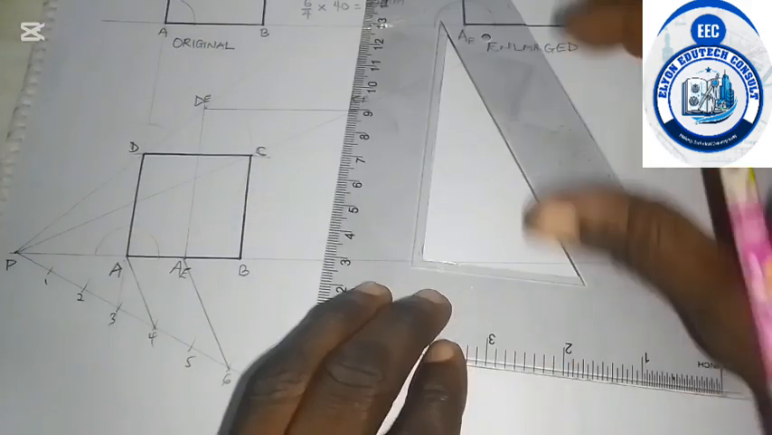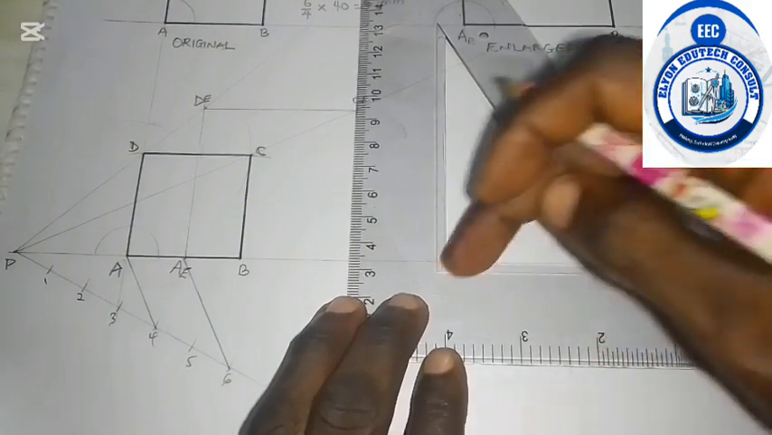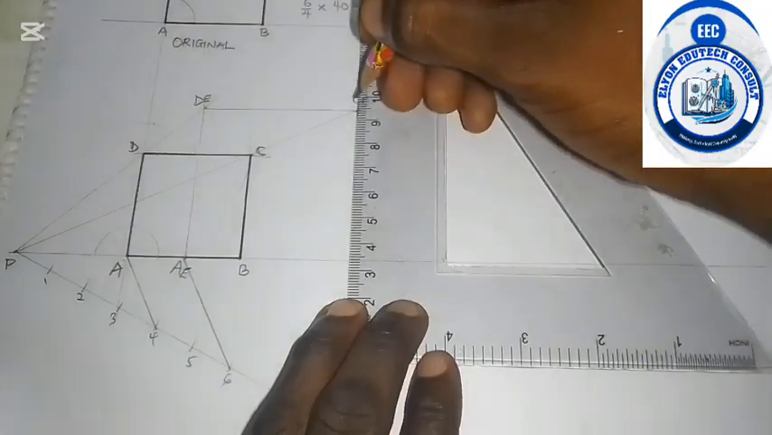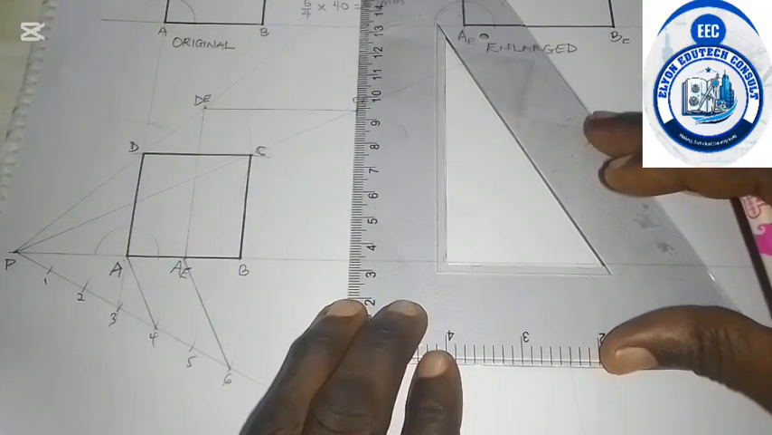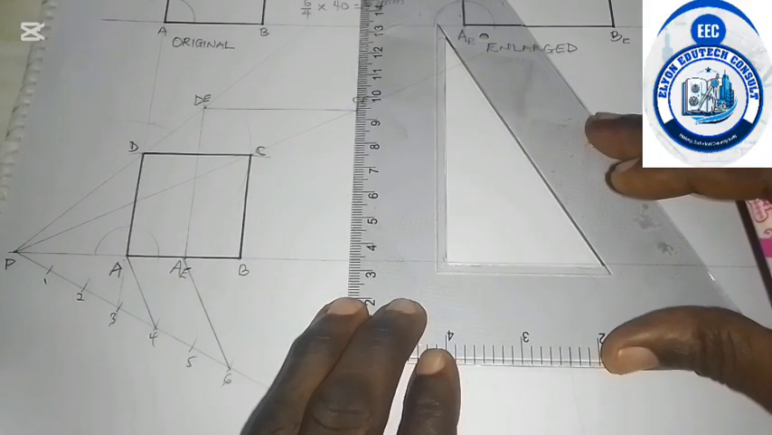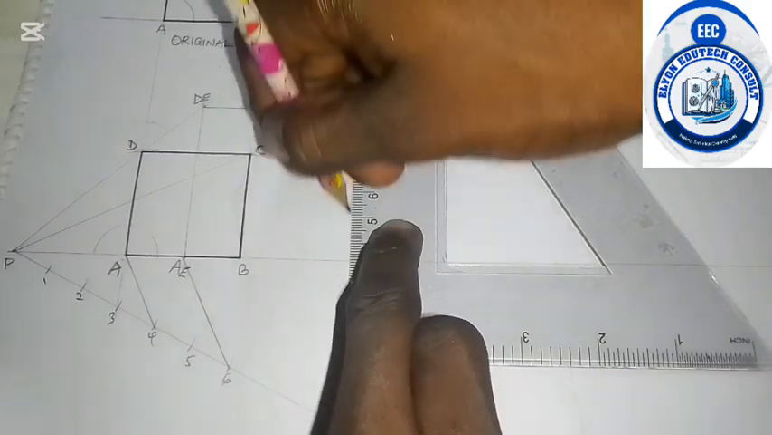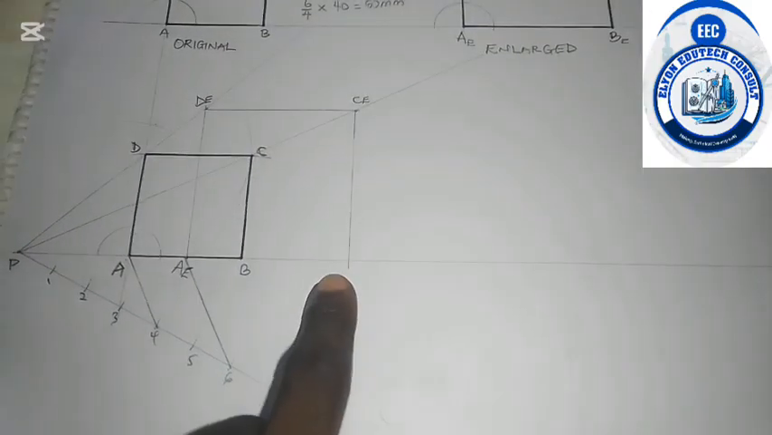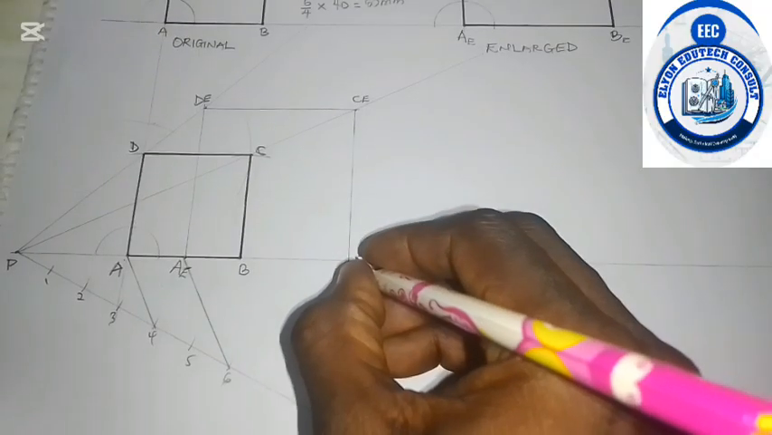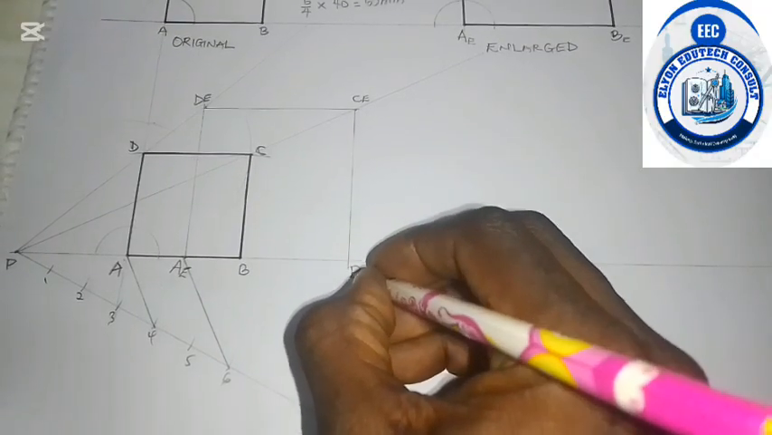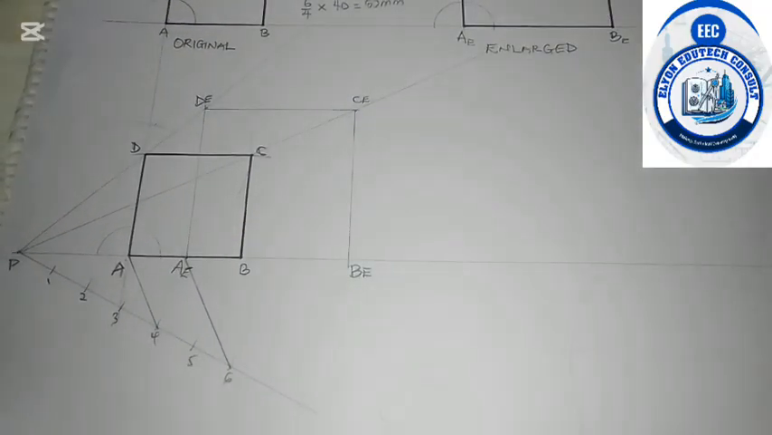Now place this here. Make sure it's in line and it touches this part here. Just adjust your set square until it touches that part. So what do I do now? Just produce this line down. You see where it touches this part. That will be my B enlargement.